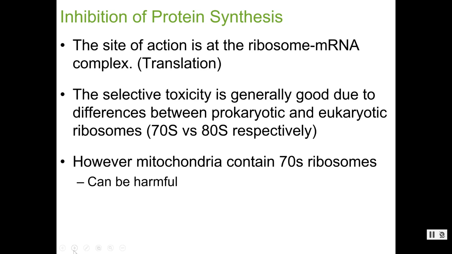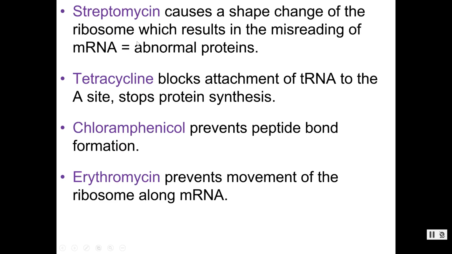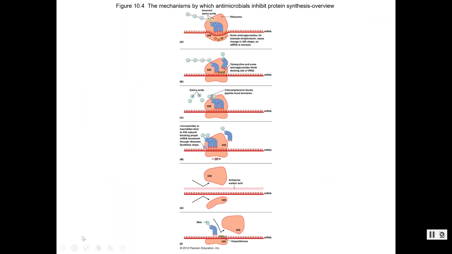All right, so let's look at some drugs in this category. We're going to look at 4 different drugs. These are in purple, so remember these, and how they interfere with protein synthesis, translation. We're going to go back and forth between these 2 slides. Streptomycin causes a shape change of the ribosome, which results in reading the mRNA incorrectly.